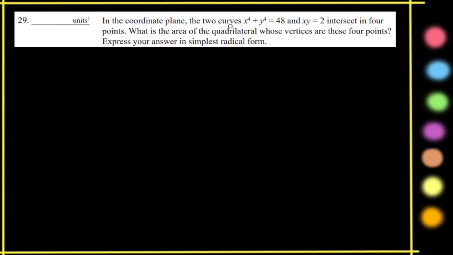This one says, in the coordinate plane, the two curves x to the fourth plus y to the fourth equals 48, and xy equals 2 intersect in 4 points. What is the area of the quadrilateral whose vertices are these 4 points? Express your answer in simplest radical form. So you can do this just through algebra, but I think it's useful to have a picture of what's going on here too. What does this curve x to the fourth plus y to the fourth equals 48 look like? Well, we could draw our coordinate plane here. And there's going to be a point here which is the fourth root of 48.